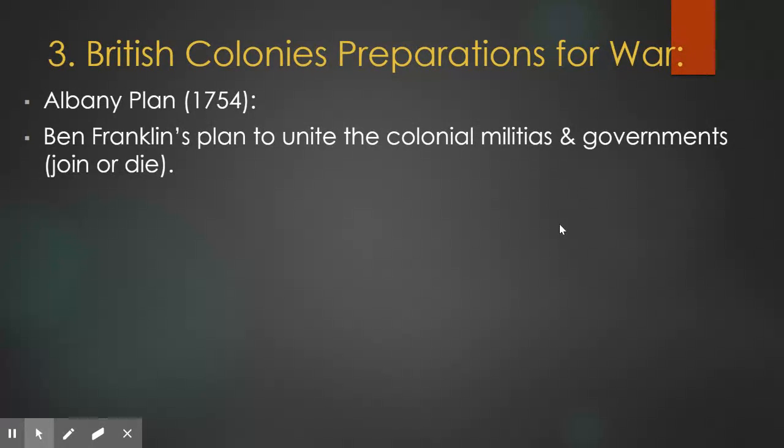Now, but here's what you have to understand. People were worried about a loss of power. Different colonial leaders didn't want to lose their power that they thought they might if they joined.